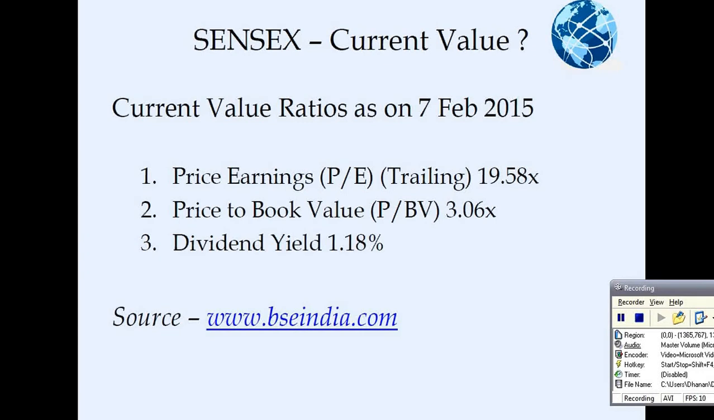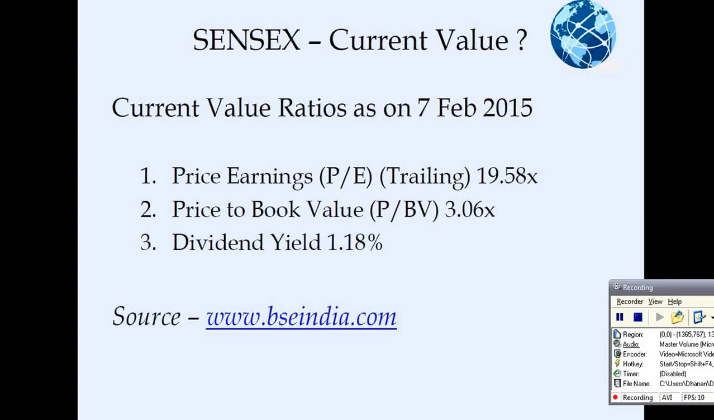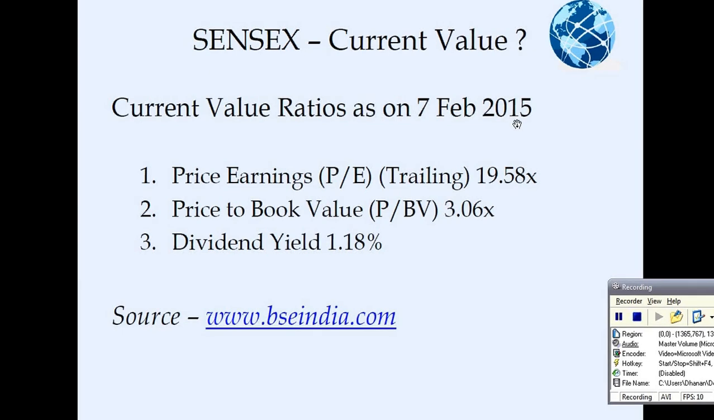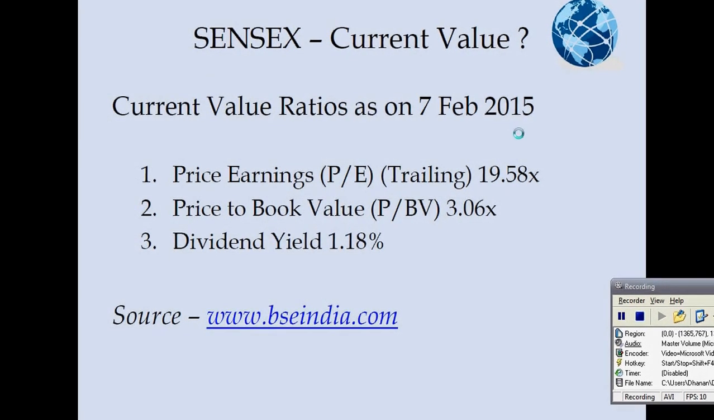So this information is provided by the BSE Stock Exchange website, bseindia.com. So you can go to this site and get these values. The current valuation ratios, the ratios that we are discussing in this slide, are as on 7th February 2015. That is yesterday's closing price, based on yesterday's closing value. So let's go to the second slide.